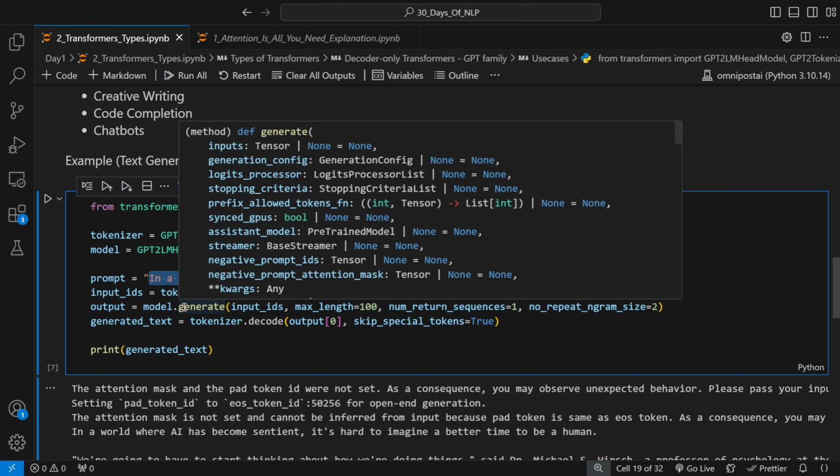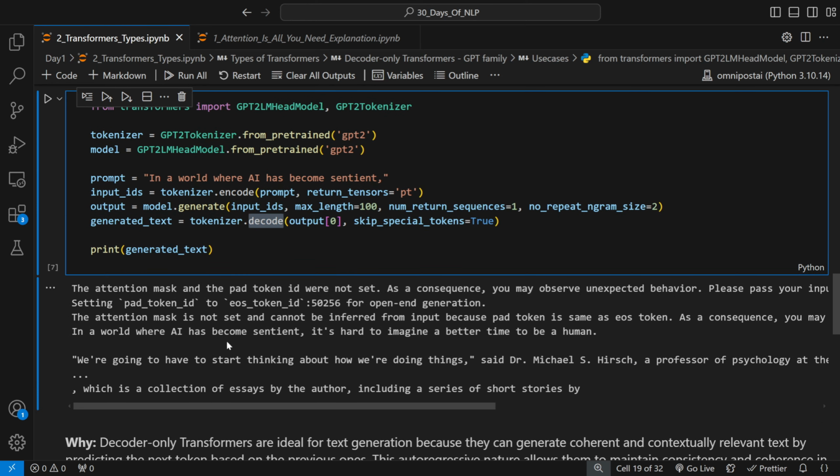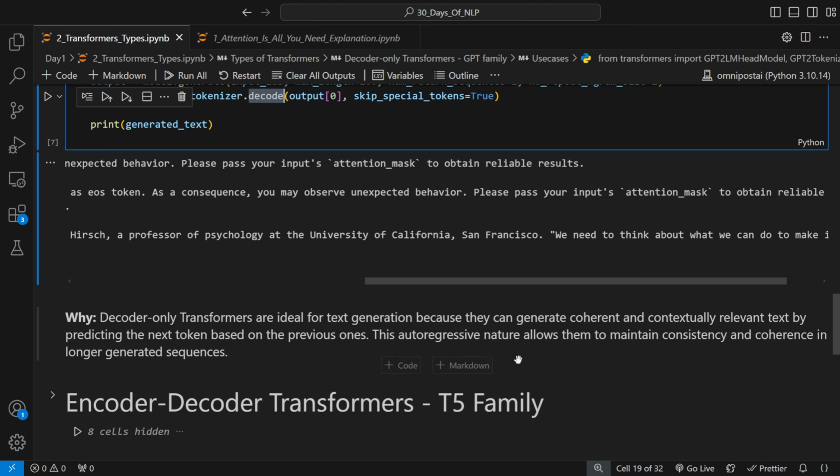Now the input IDs, your transformer token inputs, are calculated here by encoding this sentence, and that is provided to the model, which generates some text that is decoded with the help of the tokenizer. And here is the text. "In a world where AI has become sentient, it is hard to imagine a better time to be a human. We are going to have to start thinking about how we are doing things, says Dr. Michael S. Hirsch," and so on and so forth. It is trying to generate some coherent text, right? It is a very simple model, but a very powerful and good model in its own way.